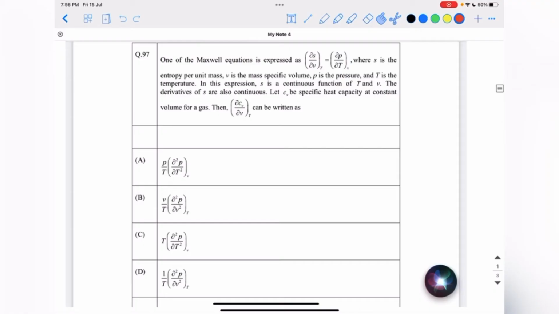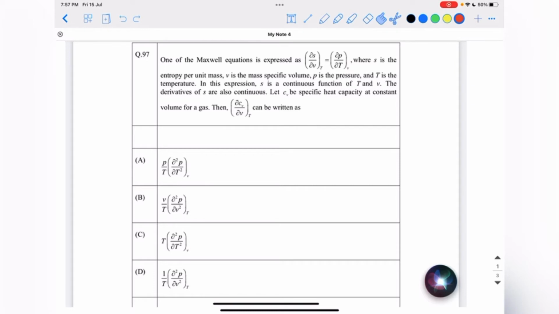Now we are moving to 2 marks questions. In the given question, it is given that one of the Maxwell equations is expressed as shown, where S is the entropy per unit mass, V is the mass specific volume, P is the pressure, and T is the temperature.